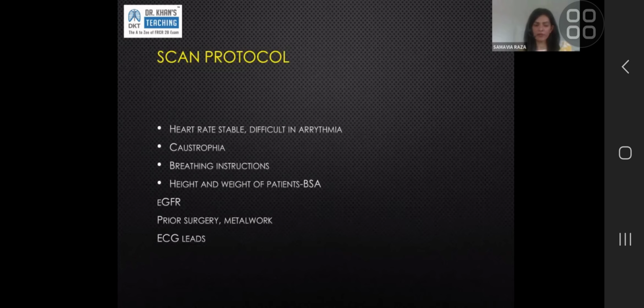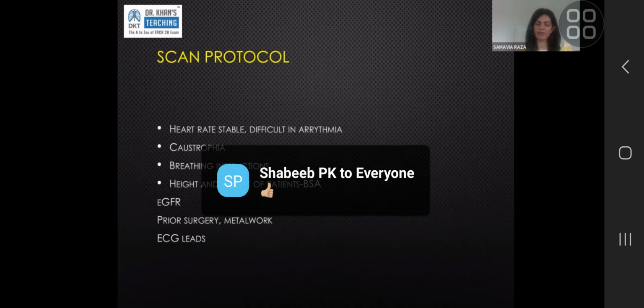eGFR is important because you're going to give contrast if you're doing a viability scan. History of prior surgery and metalwork is extremely important. MRI safety checklist and all that. ECG leads are placed the same as for CT.